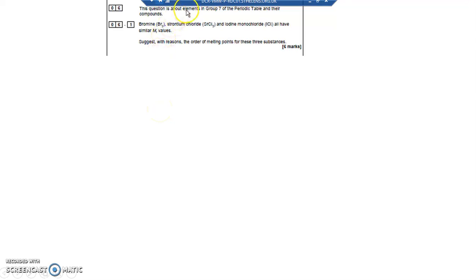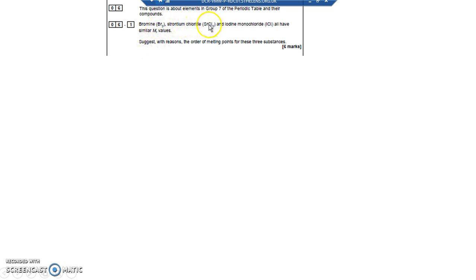Question 6. This question is about the elements of group 7 of the periodic table and their compounds. Bromine. So Br2 is just two bromine atoms bonded together. Bromine's in group 7, both atoms wanting to gain one electron, so they'll share one electron each in a covalent bond. It'll be molecular, so they'll just be Br2 molecules together, bonded intermolecularly by van der Waals bonds.